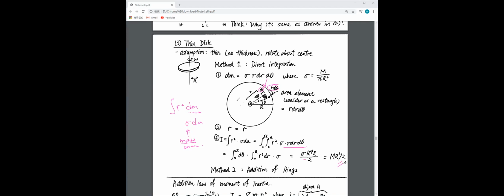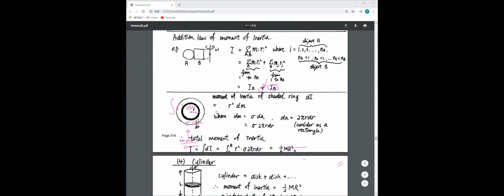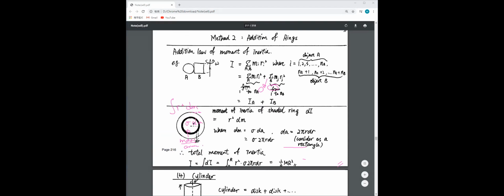No question. Okay, so if there are no questions, then let's go on. Additional law of moment of inertia. Let's add them up together.